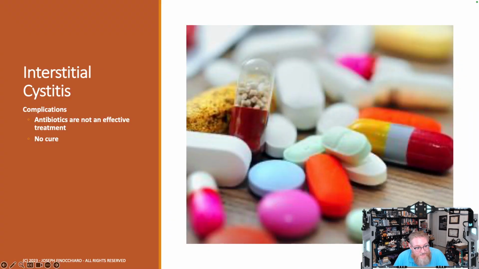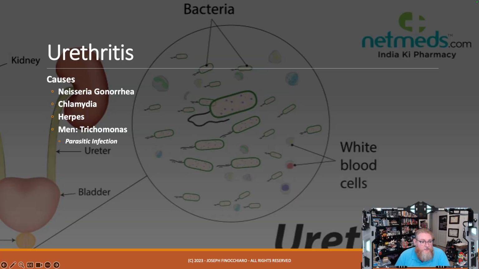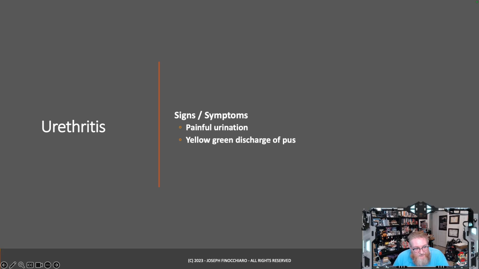Complications of interstitial cystitis can include the fact that there is no cure for it, but also antibiotics are not an effective treatment. Urethritis, also known as a urinary tract infection, is an inflammatory condition of the urethra. Women are more likely than men to get urethritis. What are causes of urethritis? Neisseria gonorrhea, chlamydia, herpes, and in men, trichomonas, which is a parasitic infection. Signs and symptoms of urethritis is a painful urination and yellow-green discharge of pus.